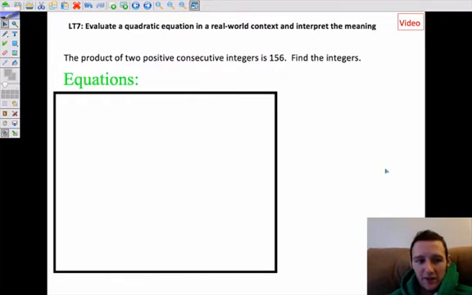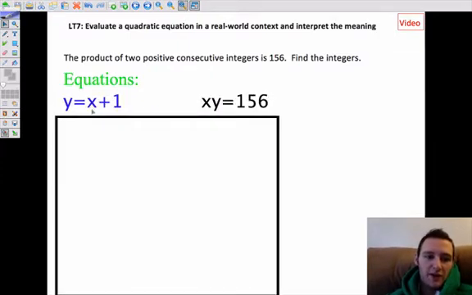Really what the focus of this video is going to be is setting up the equations, and then once you have your answer, actually interpreting what that means, kind of like taking it back to the context of the question. So the first example is: the product of two positive consecutive integers is 156. Find the integers. First thing you need is your equations.